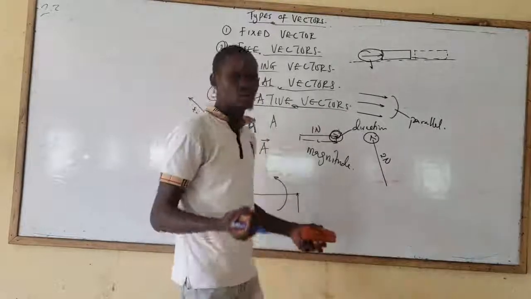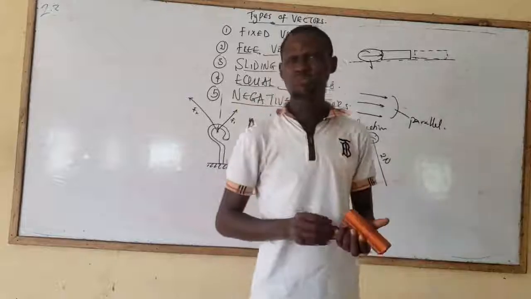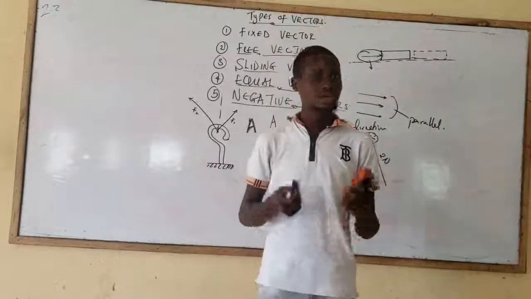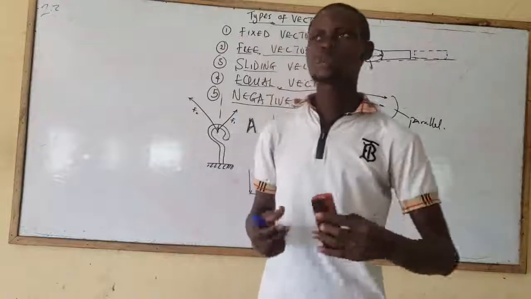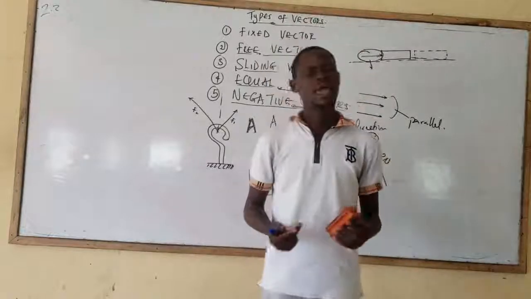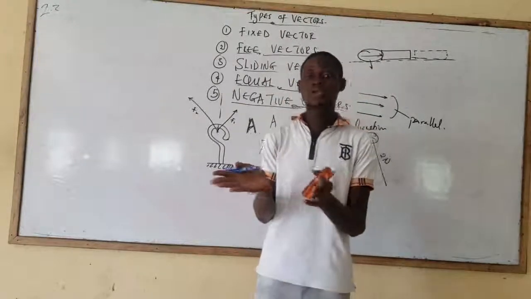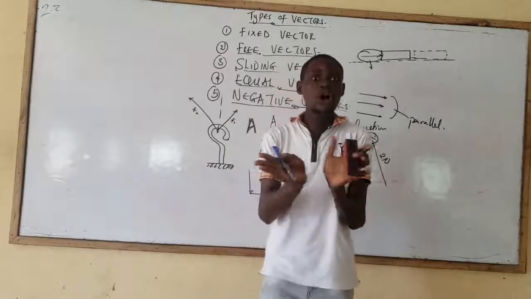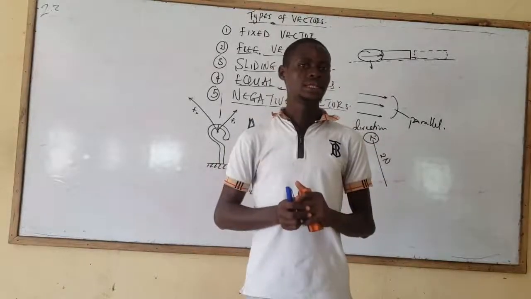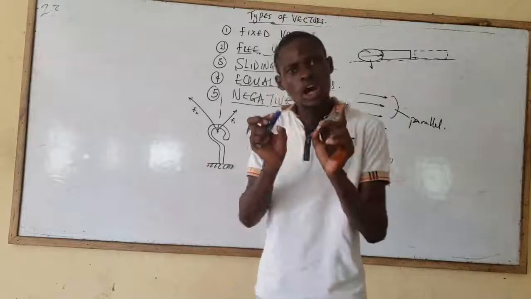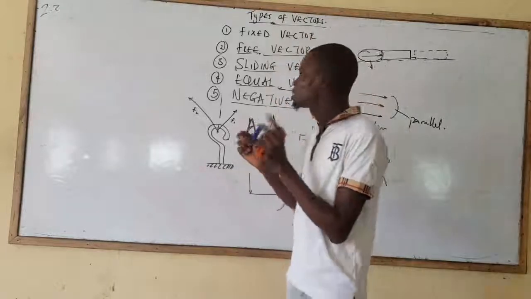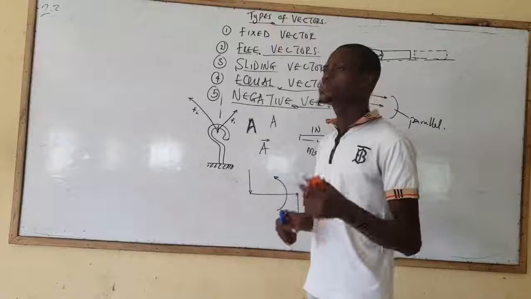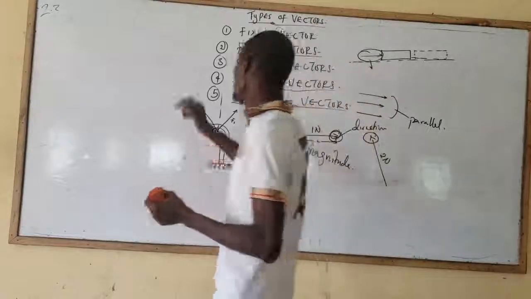So we also have a negative vector. Normally when we say negative, some feel somehow, is it possible to have a vector that is negative? Yes, it is possible. Because a body can move in different directions. For example, I can have two different vectors moving in opposite directions to each other. If they are of equal magnitude, they create what we call a negative vector.